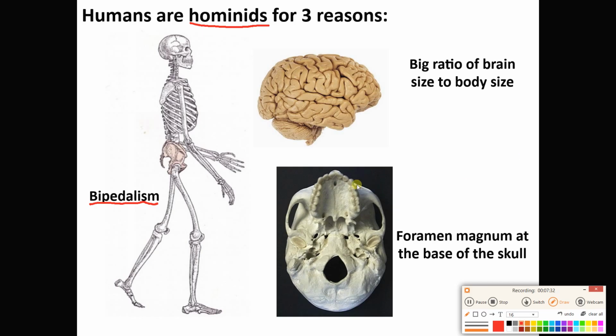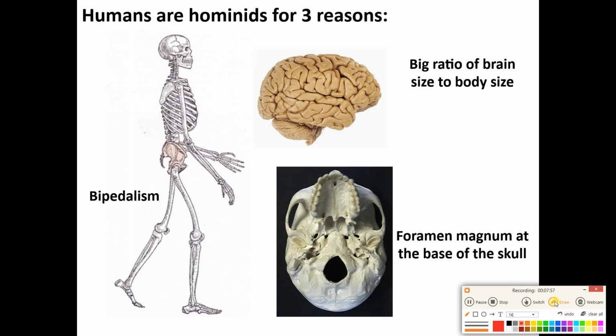Lastly, this is the inferior surface of the skull here, and that's where we find this structure called the foramen magnum. Literally means big hole. Magnum means big, foramen means hole. In hominids, we find the foramen magnum at the base of the skull. All right, so those are some things that make us, you and me, human.